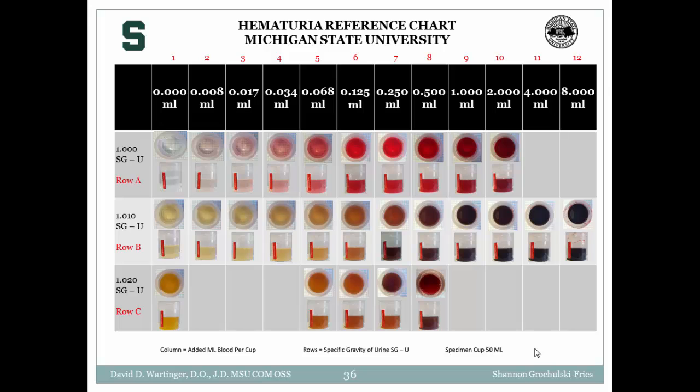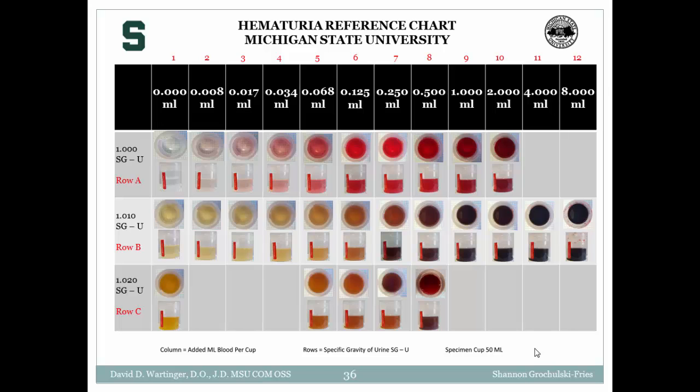The Hematuria Reference Chart, HRC, developed at Michigan State University College of Osteopathic Medicine, sequentially displays each gross hematuria specimen used in this presentation. A hematuria specimen containing an unknown volume of blood can be matched to the hematuria reference chart to determine the volume of blood in the specimen. The chart can also help determine the specific gravity of the urine before the addition of anticoagulated blood.